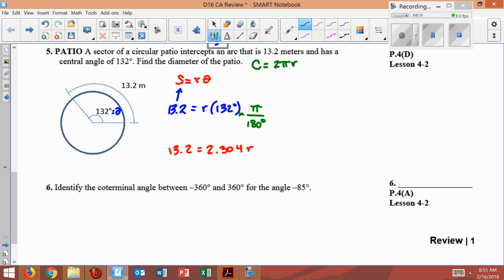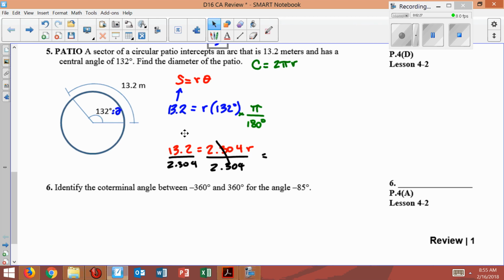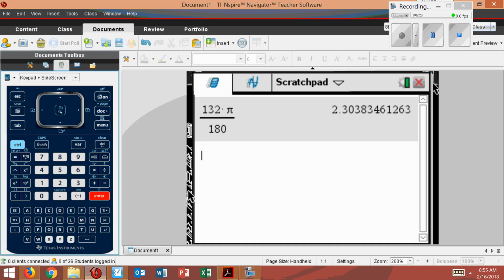Now what am I going to do? I'll divide this out to get the R by itself, and this will give us our radius. Let's see what we come up with. By the way, that would cancel. So I'm going to have 13.2 divided by our answer. To give us a form that does not have any rounding issues, I'm just going to highlight that, press enter, and copy it down, and it'll do it correctly. We get this as our radius.